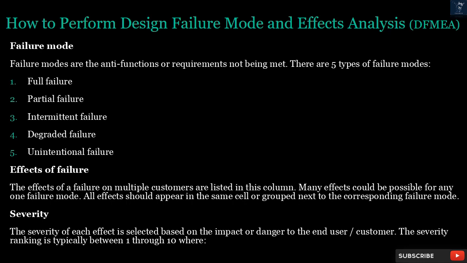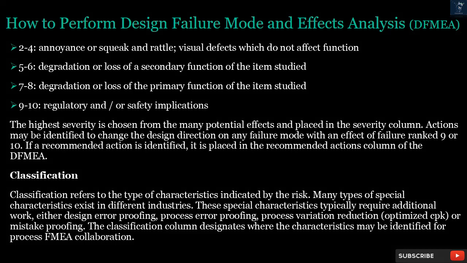Severity. The severity of each effect is selected based on the impact or danger to the end user or customer. The severity ranking is typically between 1 through 10, where 2 to 4 is annoyance or squeak and rattle, visual defects which do not affect function. 5 to 6, degradation or loss of a secondary function of the item studied. 7 to 8, degradation or loss of the primary function of the item studied. 9 to 10, regulatory and/or safety implications.